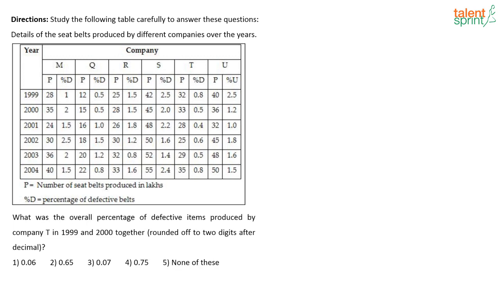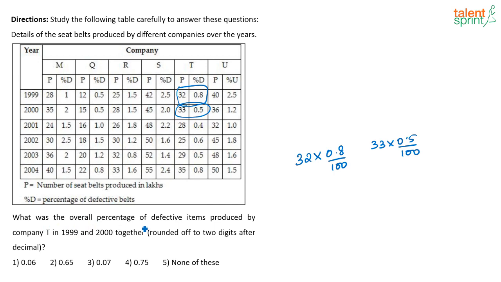What was the overall percentage of defective items produced by company T in 1999 and 2000 together? Company T in 1999 and 2000. So where is company T? This is T, 1999 is here. In 1999, 32 lakhs was produced, out of which 0.8 percentage was defective. Now in 2000, 33 lakhs was produced, and in that 0.5 percentage was defective.